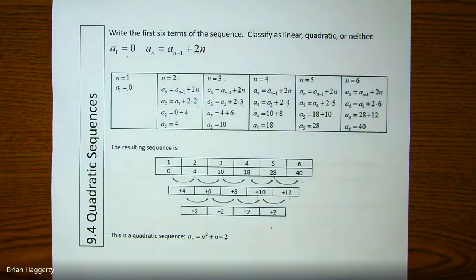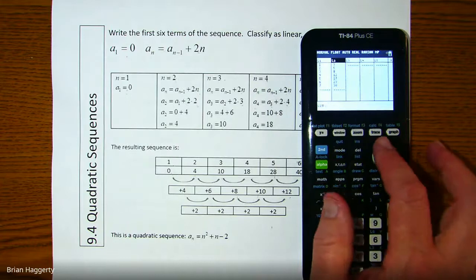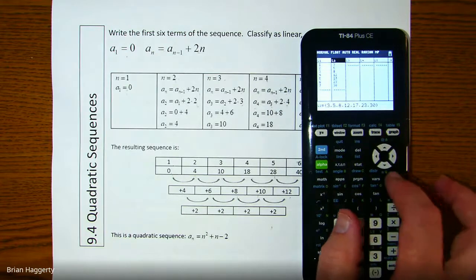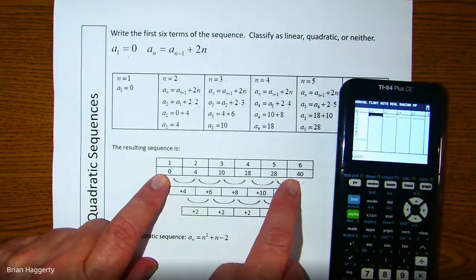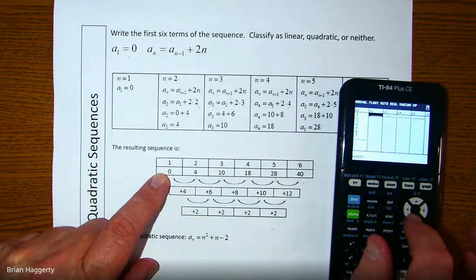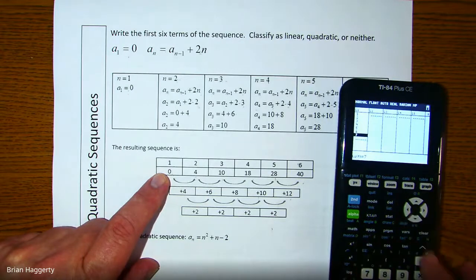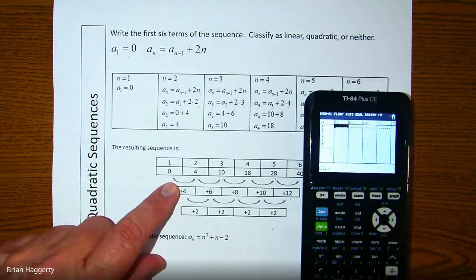So one more time through the keystrokes. Go to Stat Edit. I'm going to clear out L2. I can still use at least part of L1. L1 represents the number of the terms. We're going 1 through 6. So I could just get rid of that 7. And then in L2, put in the terms themselves.